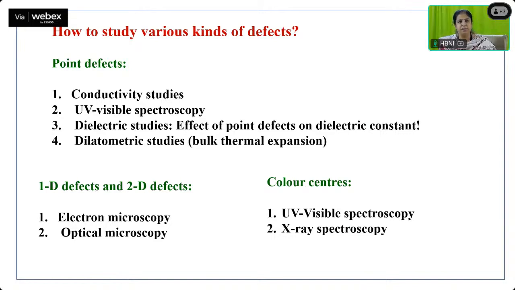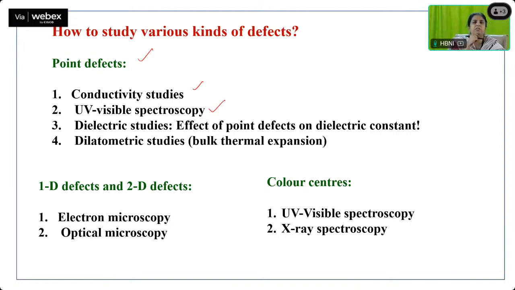How can I study them? Sometimes the defects are deliberately introduced because I want some particular property from them, for example luminescence. Defect induced luminescence is a very important functionality. So how can I study them, when I introduce the defect, or they were existing already? To study point defects, we can do conductivity studies because you are creating vacancies and interstitials, and all of these are species that can move.